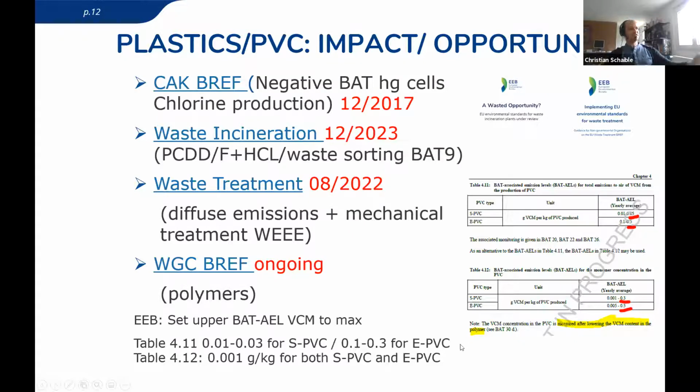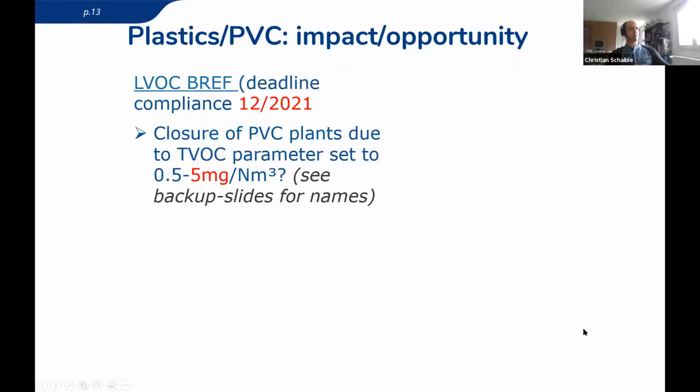Okay, WGC BREF polymers, it's ongoing. So this is the air emissions from chemical industry. There are some crazy levels proposed on the VCM, worse than even the voluntary commitment by the plastic industry. So this we had to get fixed. This is just an example that it's still an ongoing BREF.